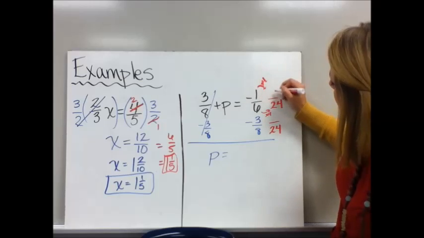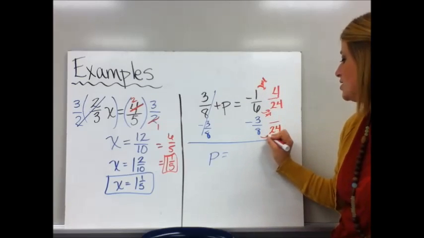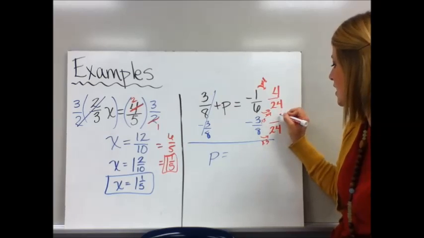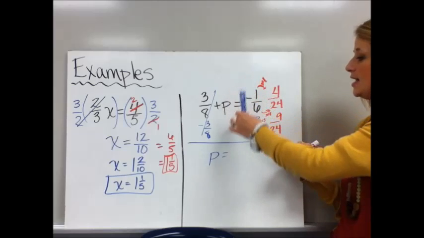1 times 4 is 4. And then down here, to go from 8 to 24, I'm multiplying by 3. So I multiply 3 times 3, and I get 9. Now don't forget your integers. I have a negative minus this.